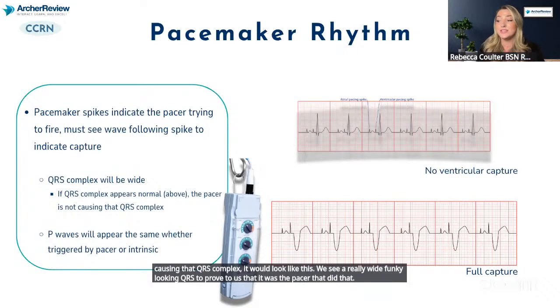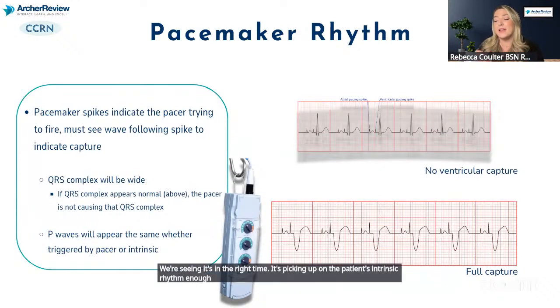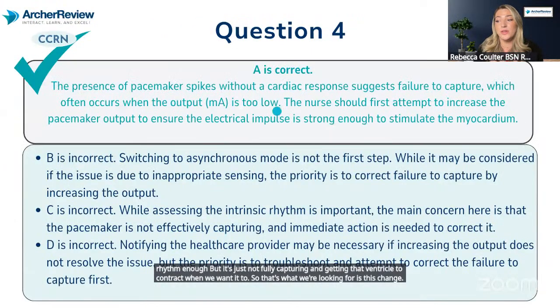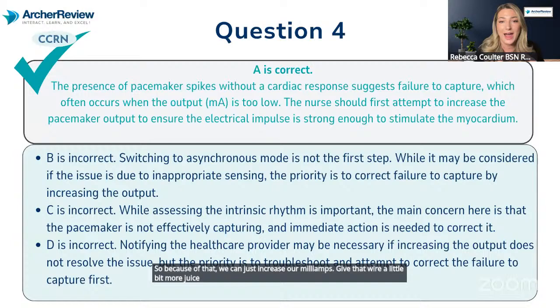So what we need to do is increase our milliamps because the timing is right. We're seeing it's in the right time. It's picking up on the patient's intrinsic rhythm enough. But it's just not fully capturing and getting that ventricle to contract when we want it to. So that's what we're looking for, is this change. So because of that, we can just increase our milliamps, give that wire a little bit more juice so that it can grab that ventricle muscle and actually cause it to contract.